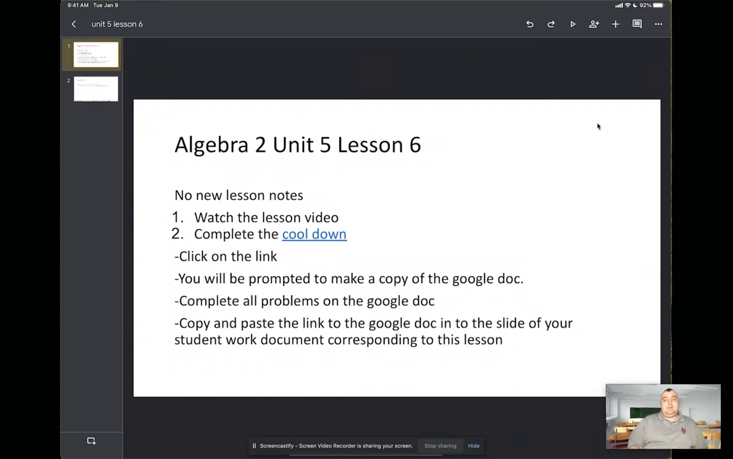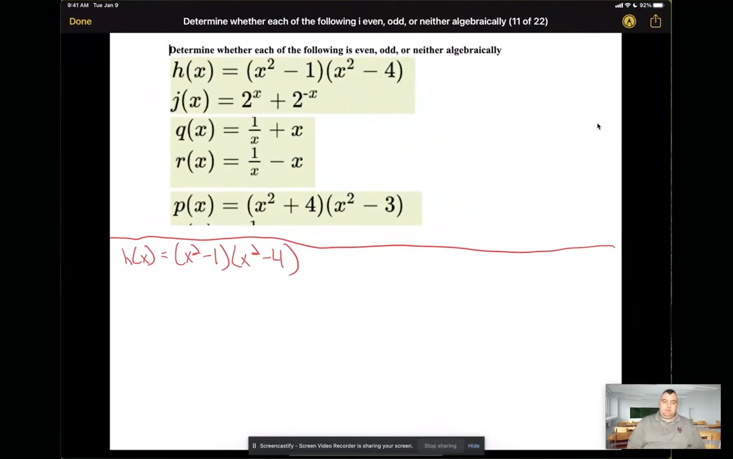All right, we are up to lesson 6 of unit 5. No new lesson notes, so we're going to get right into the examples. Determine whether each of the following is even, odd, or neither algebraically.